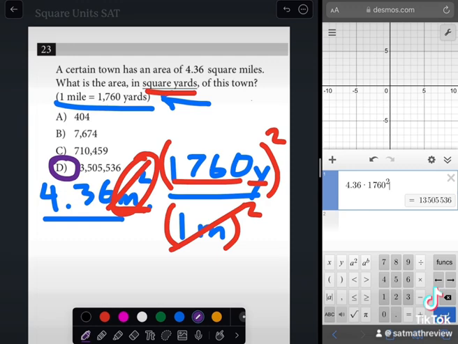So if we don't know what we're being asked to solve for, I think these unit squared problems can be a little bit challenging. But if we think about them as a unit conversion type problem, like we might deal with in chemistry, I think it becomes much more straightforward.